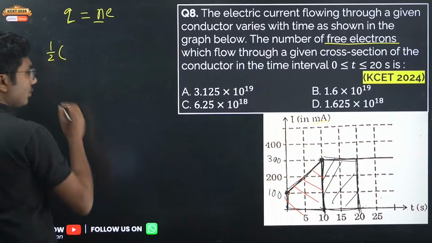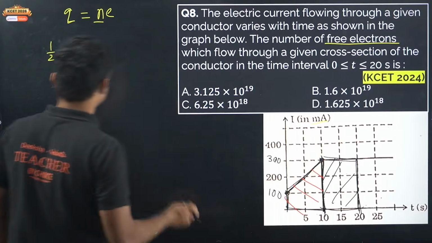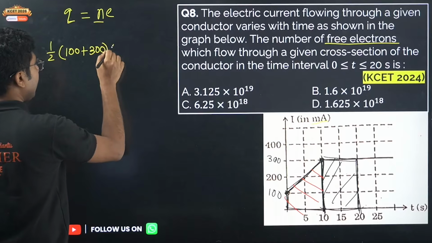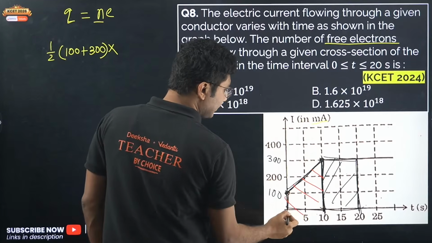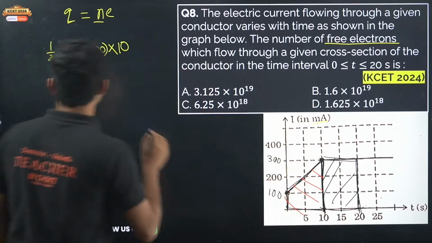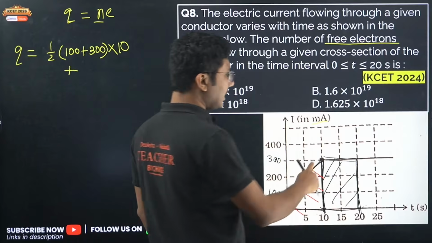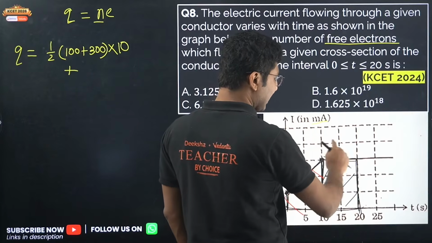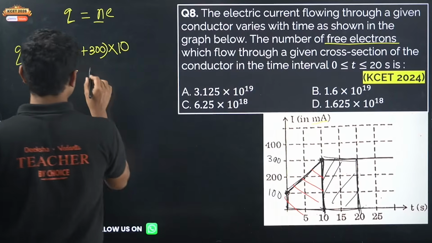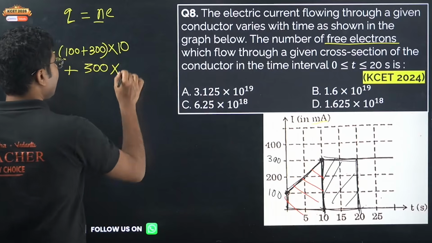Now what? So half into the sum of the parallel sides. The parallel sides are 100 and 300. Sum of the parallel sides into the distance between them. The distance is 0 to 10, right? So the distance is 10. This is the area of the trapezium. We are calculating the charge, by the way. And we are not done yet, we also have to add the area of this rectangle. What is the area of a rectangle? Length into breadth. What is the length? Length is 300. And what is the breadth? Breadth is another 10, right?